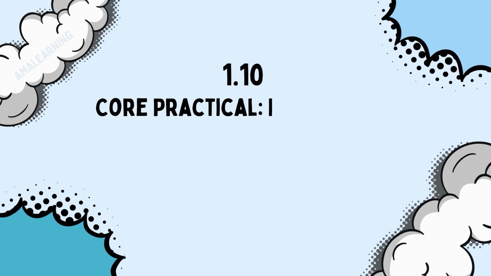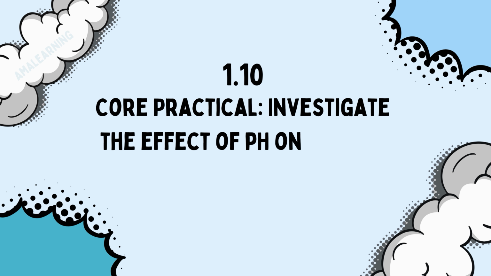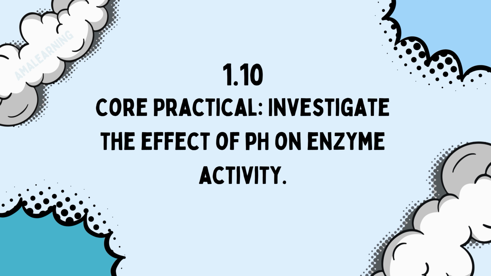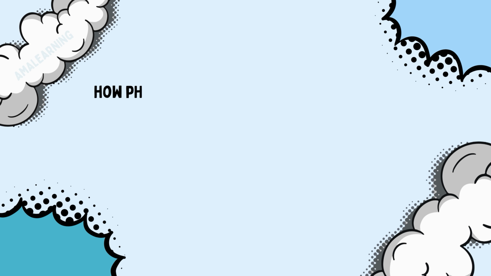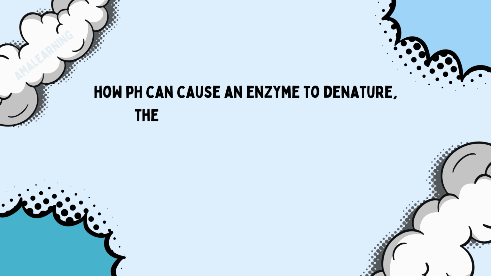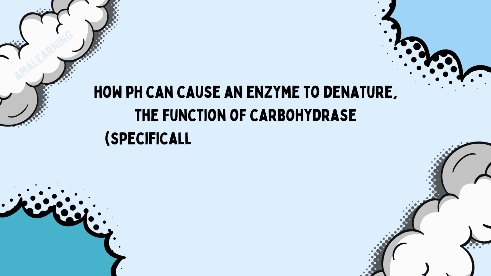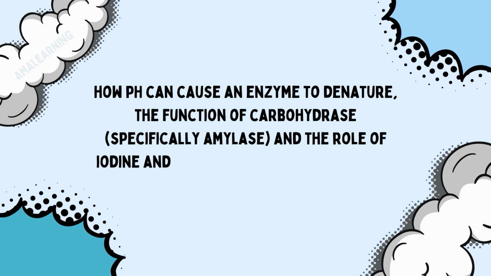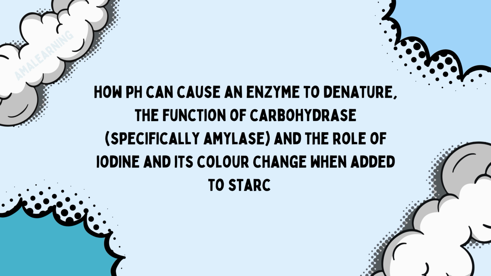Specification point 1.10, Core Practical. Investigate the effect of pH on enzyme activity. To successfully answer any GCSE question linked to this specification point, you will need to know the steps to complete this investigation. And additionally, how pH can cause an enzyme to denature, the function of carbohydrase, specifically amylase, and the role of iodine and its color change when added to starch.